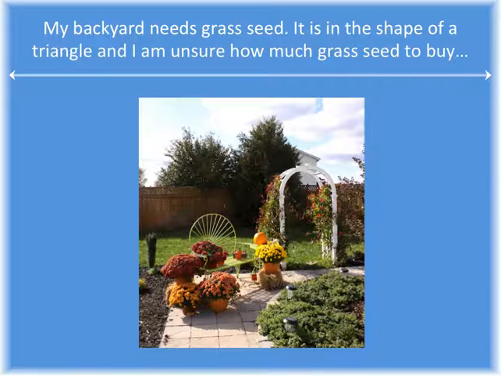Another example. My backyard needs grass seed. It's in the shape of a triangle, and I'm unsure how much grass seed to buy. This is an example of you don't want to buy too much grass seed because you're wasting your money, but you also don't want to run out halfway during the process. That also would not be a very ideal situation.